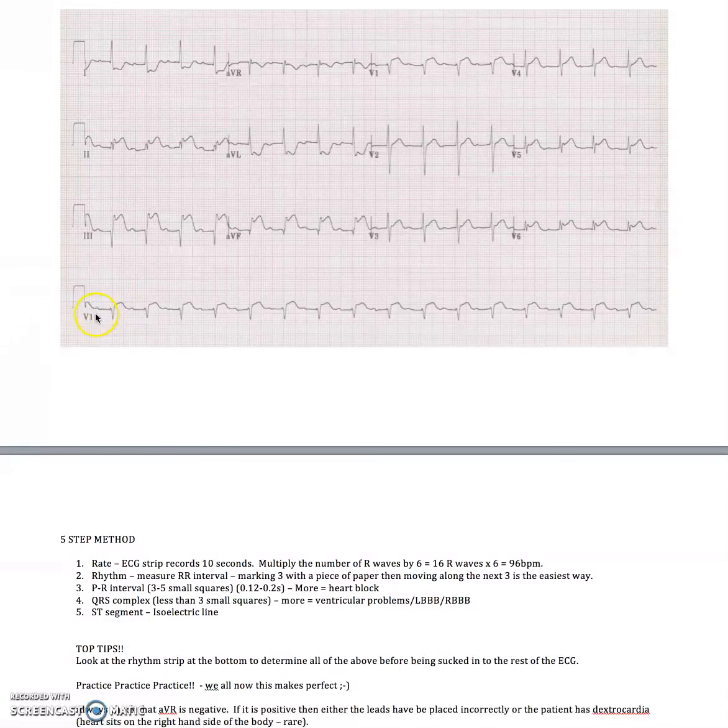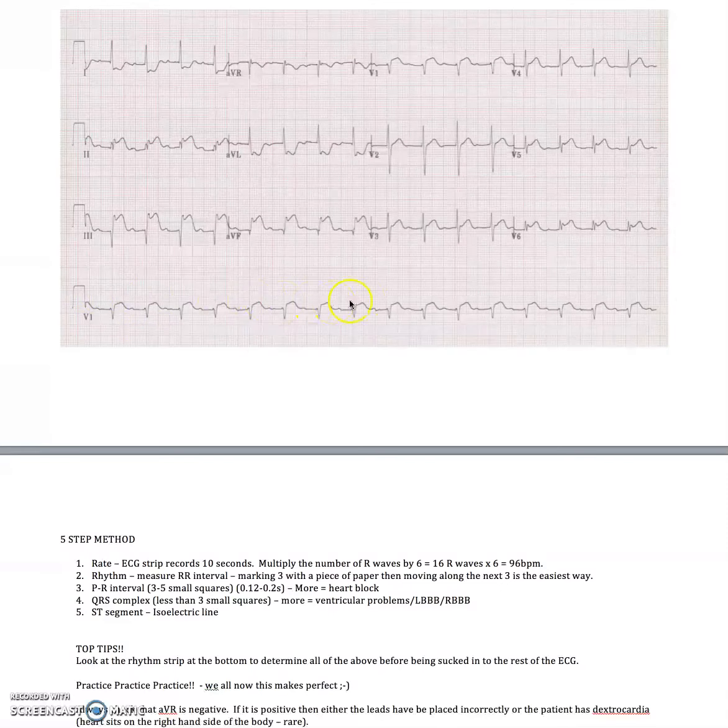Usually you will find lead 2 to be the rhythm strip, because that sits over the left ventricle and it's the most accurate view of the left ventricle. I'm not sure why V1 was used here, but it doesn't matter. We can still use this for interpretation purposes for this tutorial. Okay, so the 5-step method that I use is number 1, you calculate the rate.